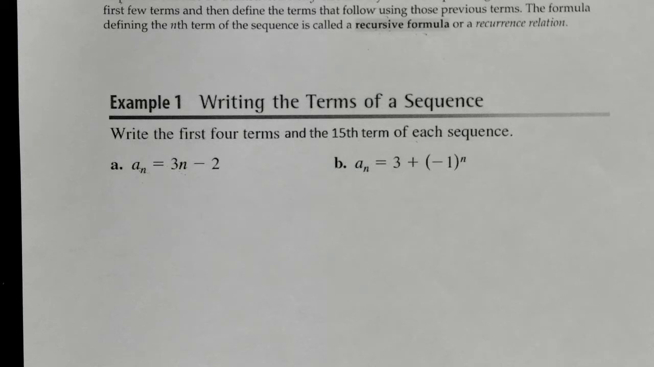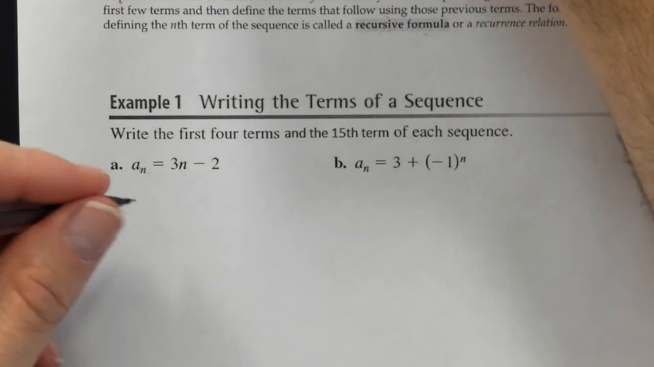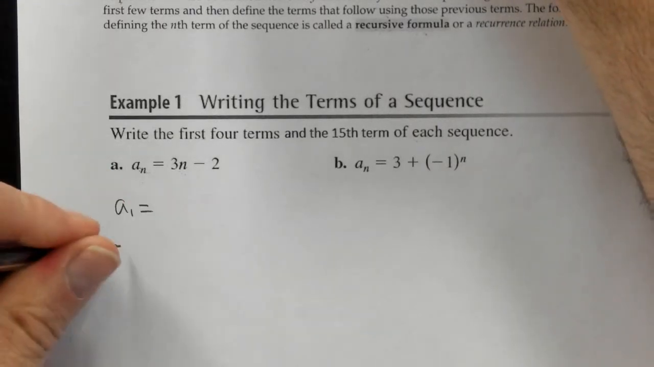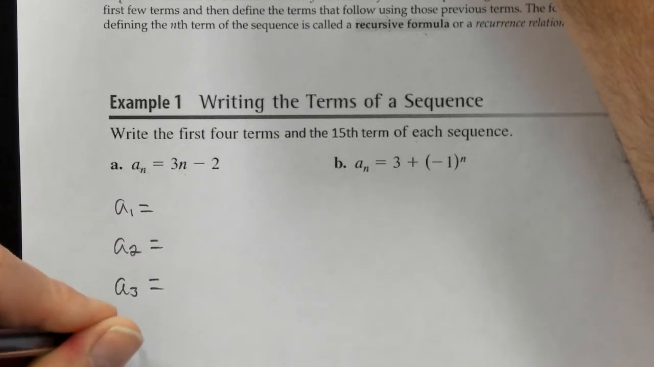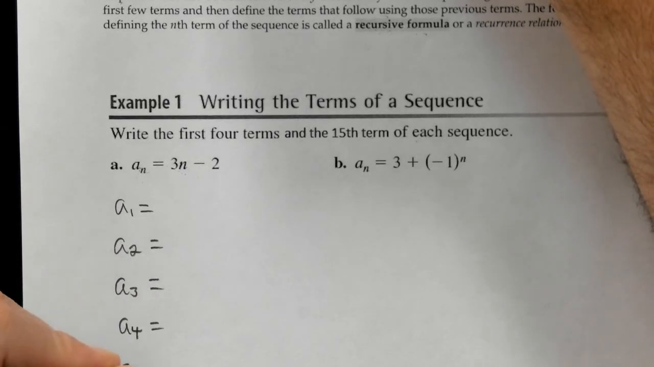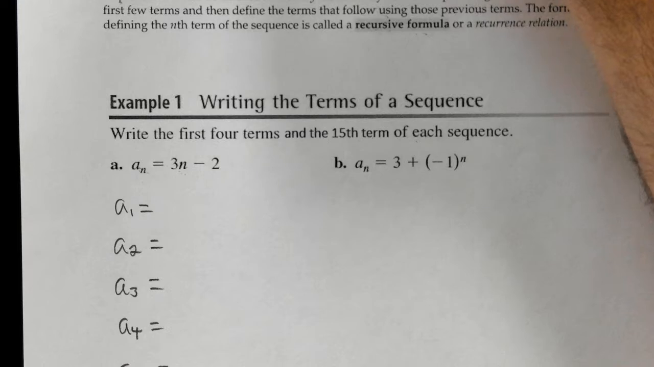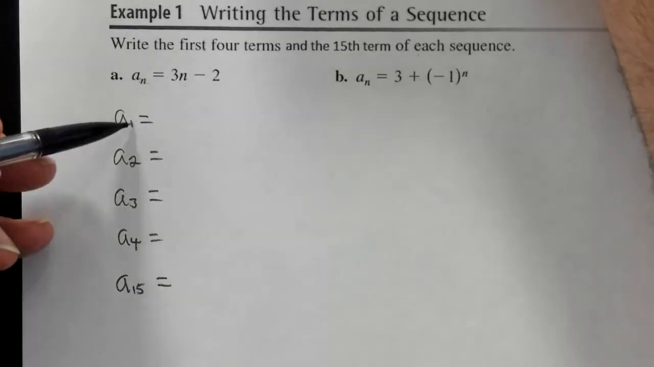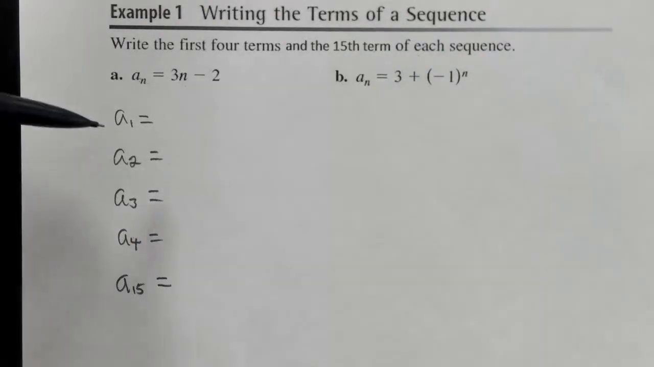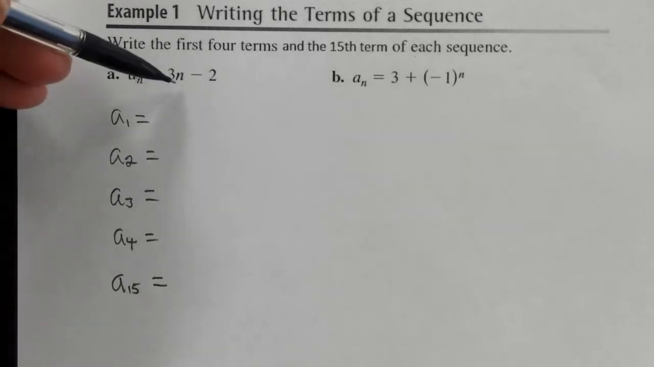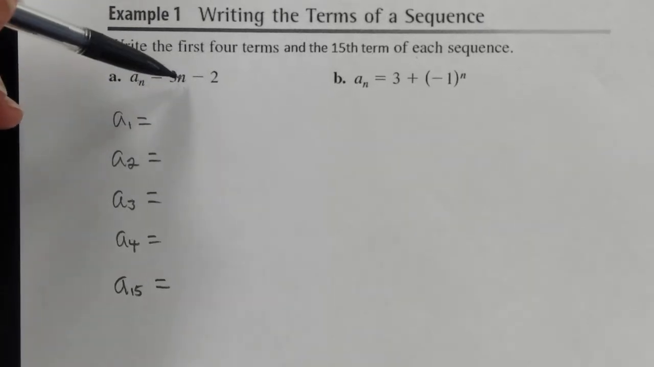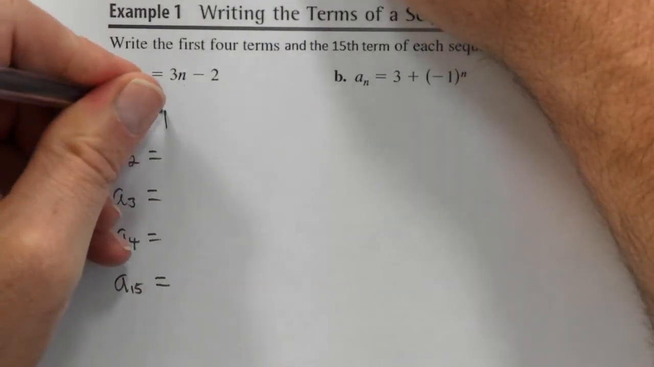So back to the type of question we're trying to answer: the first 4 terms in the sequence. That means I need a sub 1, a sub 2, a sub 3, a sub 4, and a sub 15. That's how you write out the term numbers. The subscript tells you what term number you're looking for. If I wanted the first term, what do I need to plug in for n? I need to plug in 1 because n is the term number. 1 times 3 is 3, minus 2 is 1. So the first term is 1.